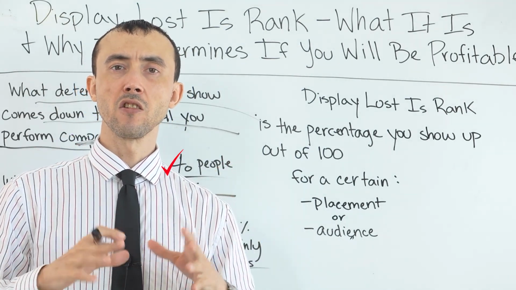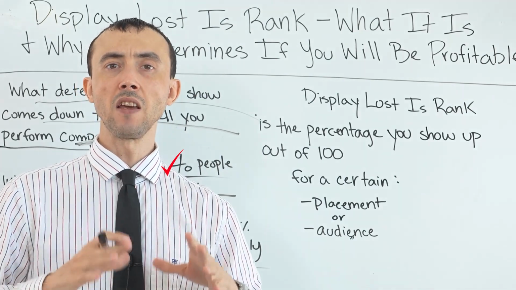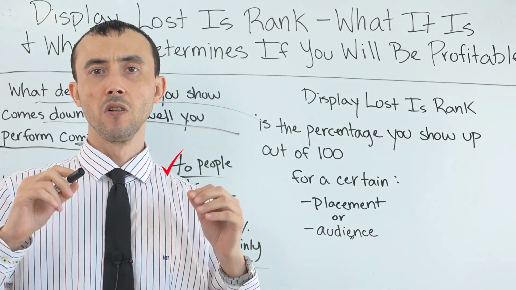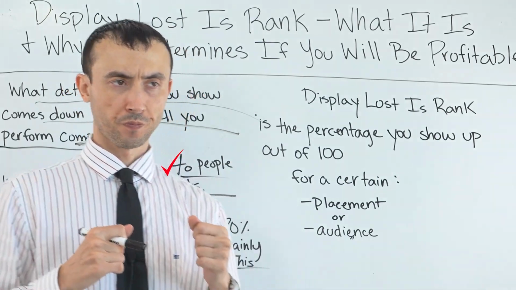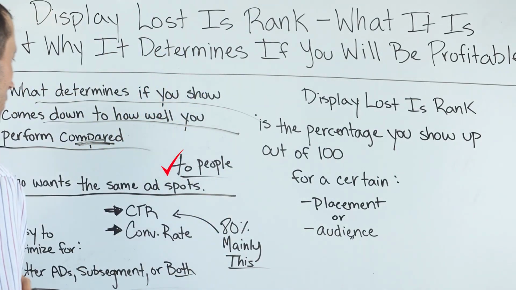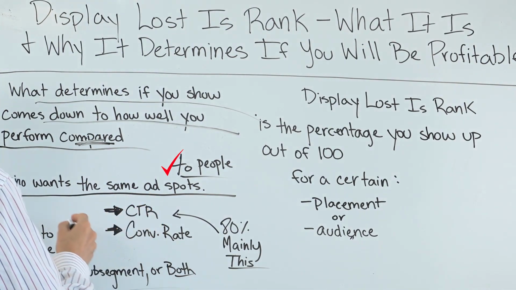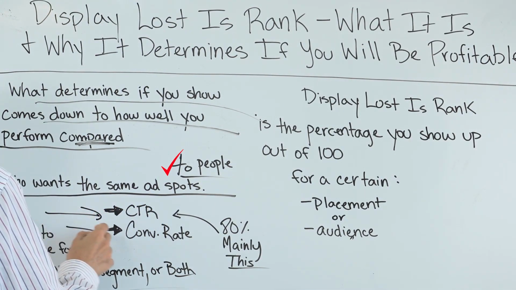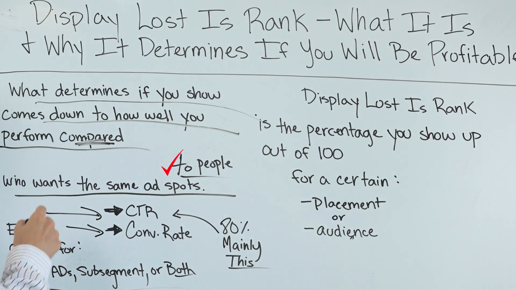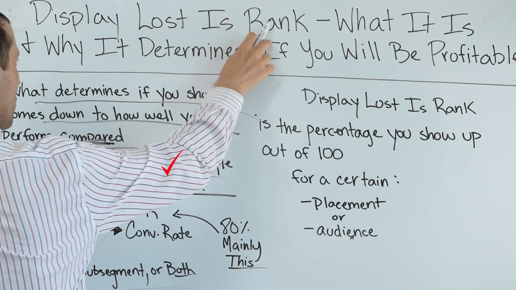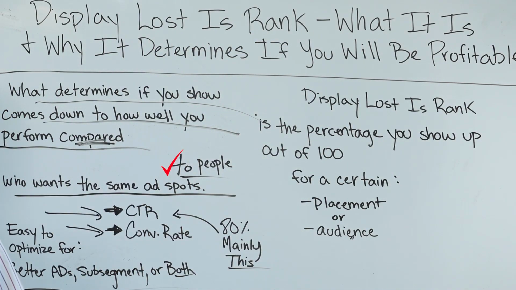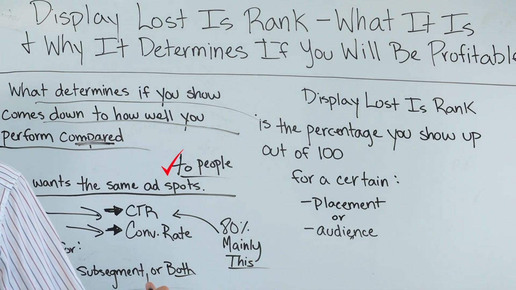because you're going to end up making the most money out of that you could possibly make. So with that said, your click-through rate and your conversion rate, for the most part, is what determines your display lost rank and whether you show up 100% of the time for your audience or 0% of the time.